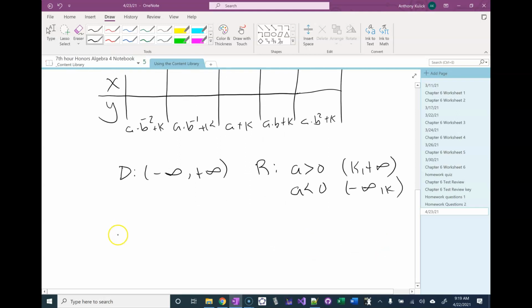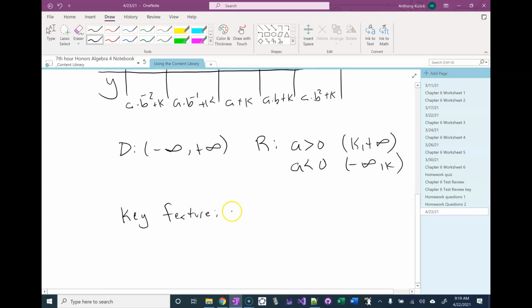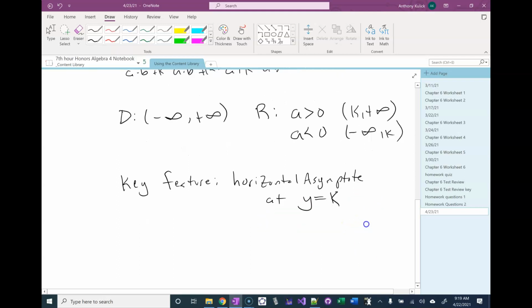Exponential functions do have one key feature, which is a horizontal asymptote. And it's easy to find because it's always at y equals k. So all exponential functions have a horizontal asymptote, and it's always at y equals k.